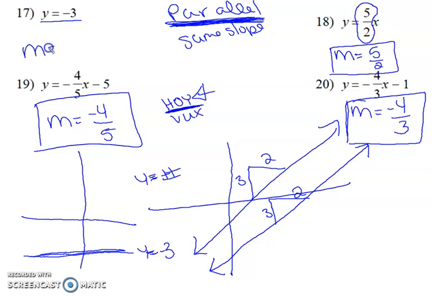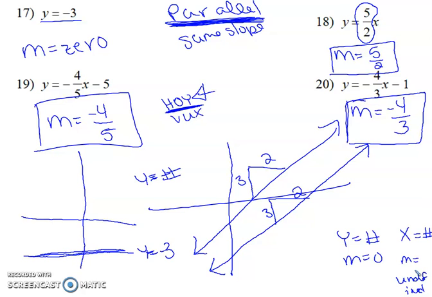So m equals 0. Okay, and you could put that in your notes. If it's y equals a number, m equals 0. If it's x equals a number, m equals undefined. I'm going to run out of room on what you guys can see. So if it's y equals a number, it's 0. If it's x equals a number, it's undefined.